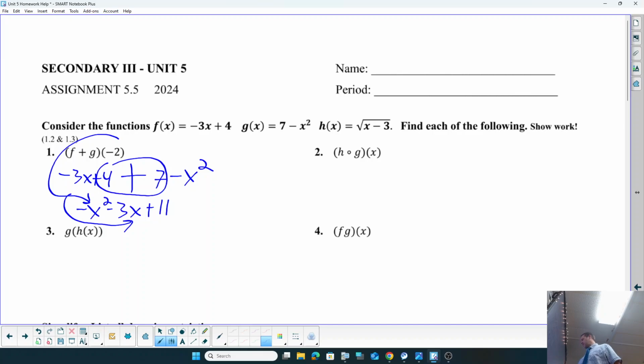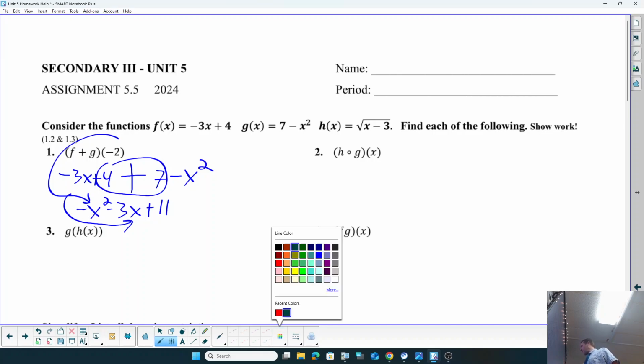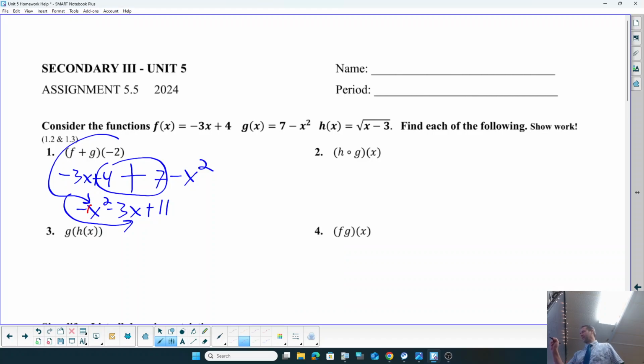So then we got negative 2 squared. What's negative 2 squared? Pause me. Try it on your own. So we get negative 2 squared, with the negative outside, that's a negative 4. And the negative times the negative is a positive 6, plus 11. So that's 17 minus 4. We got a 13.